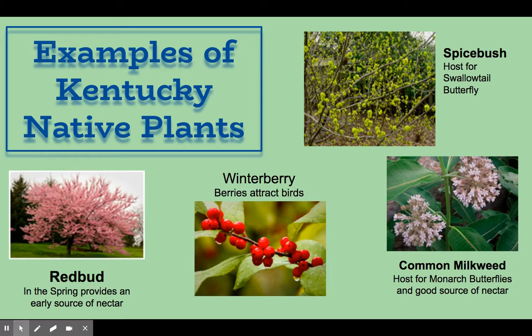And then you see the pink tree, and that's called a redbud. In the spring, that's when it looks like this, and it's a beautiful tree to look at, but it's very important because it's also an early source of nectar. So in those spring months when plants are just starting to grow, the redbud is an early source of nectar for a lot of the insects and animals around Kentucky.